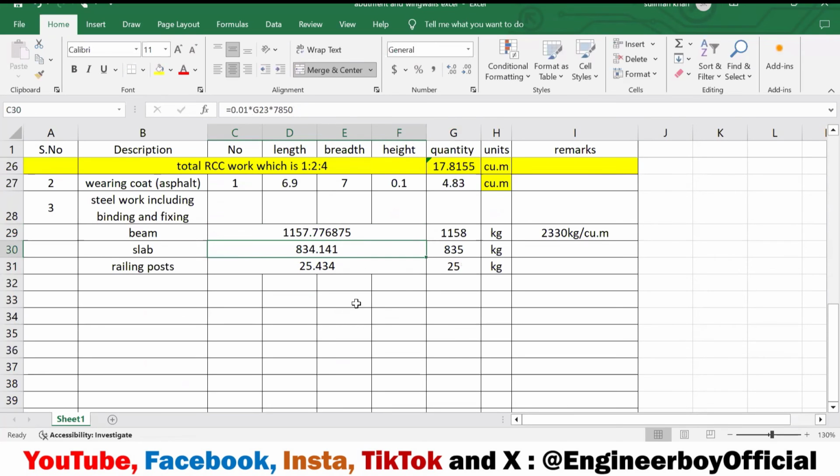So, as you can see, we have determined everything, I guess, and now we will actually look into the costs.